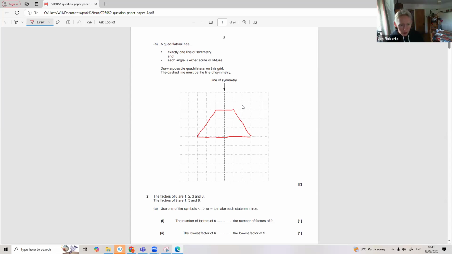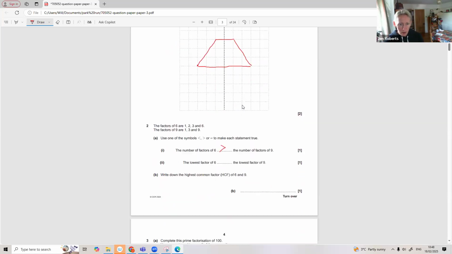Okay, next question. Got our factors of 6, our factors of 9. So really helping you out with this question here. Number of factors of 6. Well, 6 has 4 factors, so it's greater than the number of factors of 9. The lowest factor of 6 is 1, lowest factor of 9 is 1, so that's going to be equals. Write down the highest common factor of 6 and 9. What's the highest number common to both of these lists? It's 3.